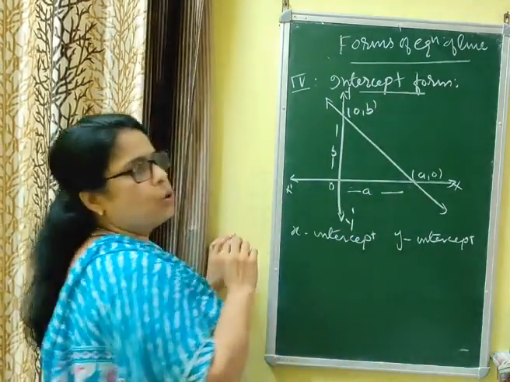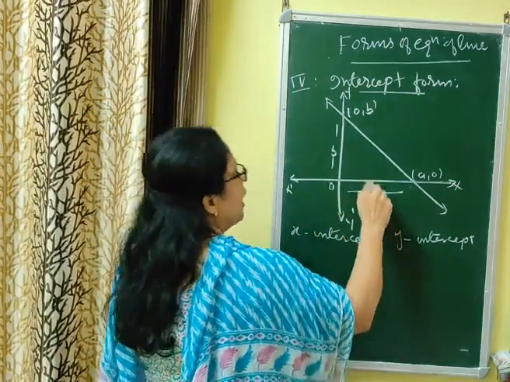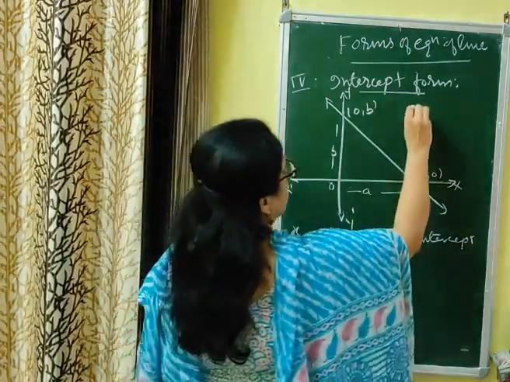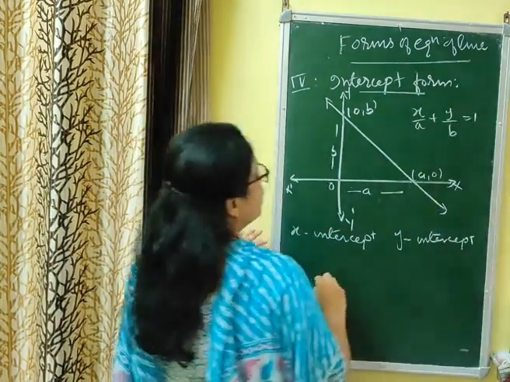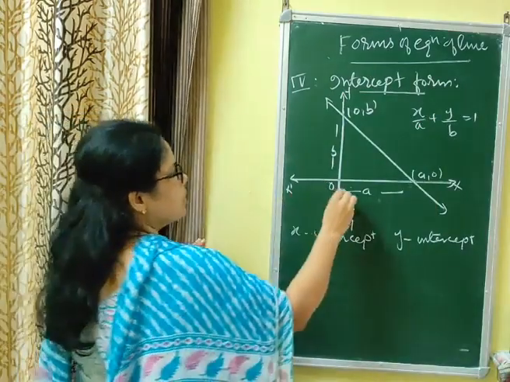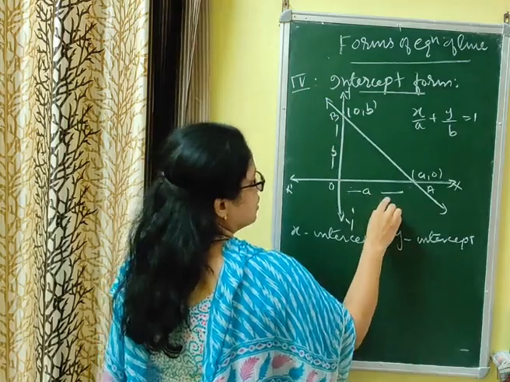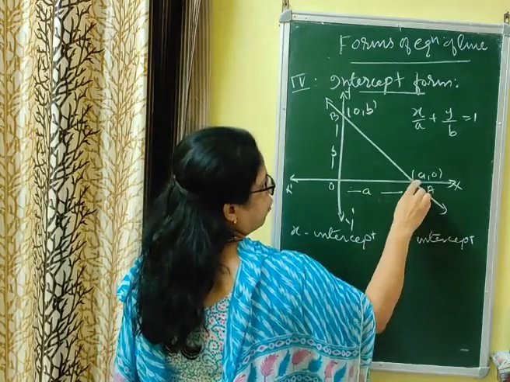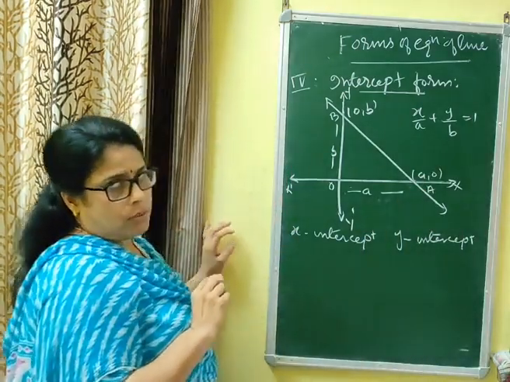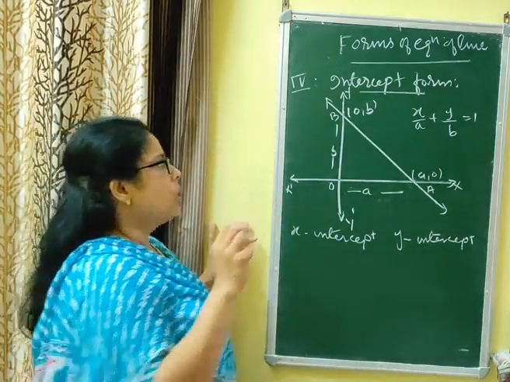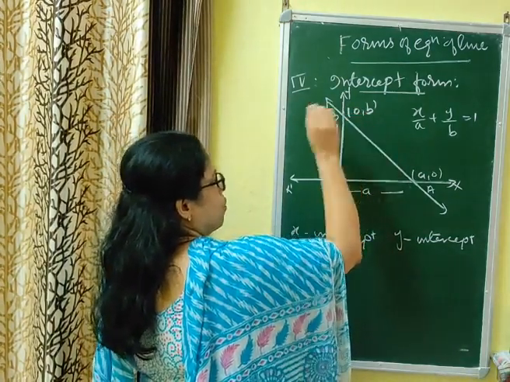Now you have to form the equation of a line whose x-intercept is a and y-intercept is b. The form is x by a plus y by b equal to 1. We will derive it. Let the points be A and B. Since this distance is a and A is a point on the x-axis, the coordinate of A is (a, 0), since the y coordinate of any point on the x-axis is 0. Similarly, point B is (0, b) because the x coordinate is 0 on the y-axis.